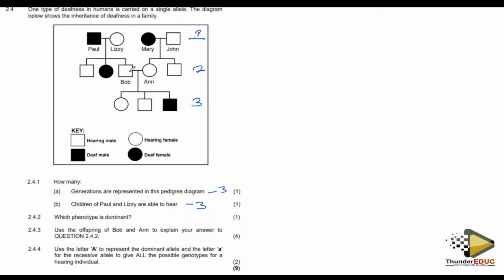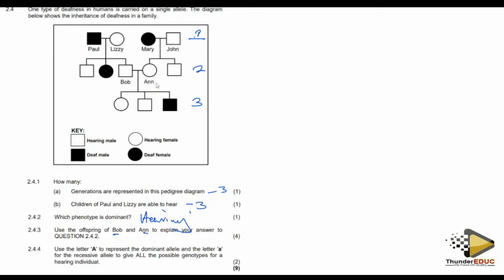This person is hearing. This person is hearing. Right? But they produced a kid who is deaf. What does it mean? It means that these two had a recessive allele for deafness. It means that deafness is caused by recessive allele. Therefore, hearing is caused by dominant allele. So the answer here must be hearing. And then, use the offspring of Bob and Anna.